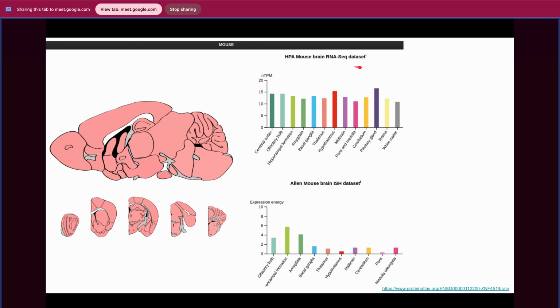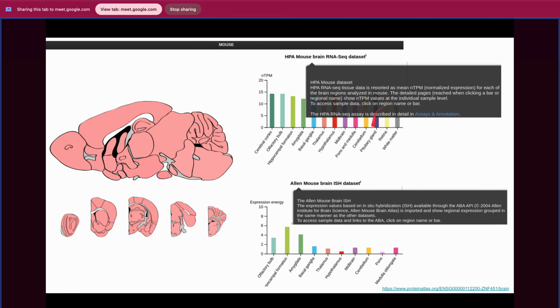And similarly for the mouse brain also, there are two datasets. One is HPA, which is Human Protein Atlas, and another is the Allen mouse brain, which is the ISH dataset. And here is the description about them. So HPA is the RNA-seq tissue-specific data, which is reported in terms of normalized expression of transcripts per million, and which is present in the Human Protein Atlas, whereas the Allen mouse is another repository which contains the expression values based on in situ hybridization available through an ABA API. So this is another dataset which is hosted by the Allen Institute for Brain Science.